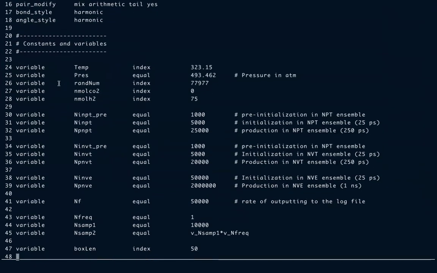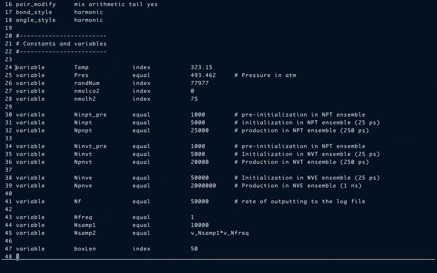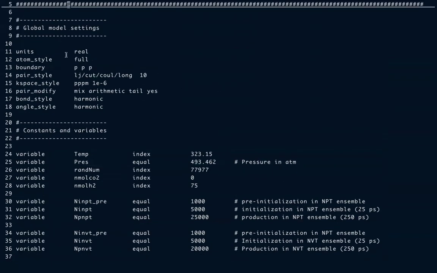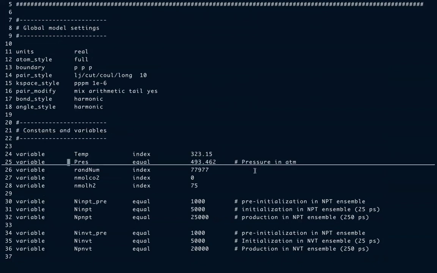Now, we also have something called user-defined constants and user-defined variables. And these variables I've listed here. So this is basically saying something like A is equal to 10, B is equal to 20, and so on, which we might use at a later point in time. Now, in LAMMPS, I prefer to say that my temperature for the simulation is 323.15 Kelvin. The pressure here is the pressure in atmospheres, because remember that our units are in real units. So then the pressure is 493.462 atmospheres, which is basically 50 megapascals.